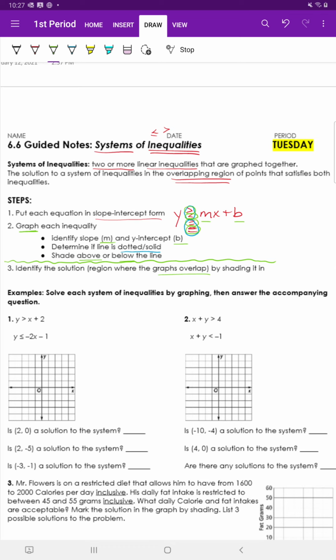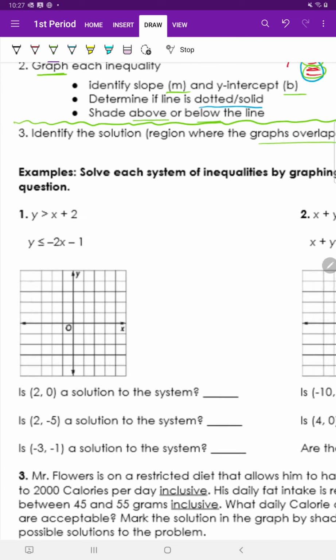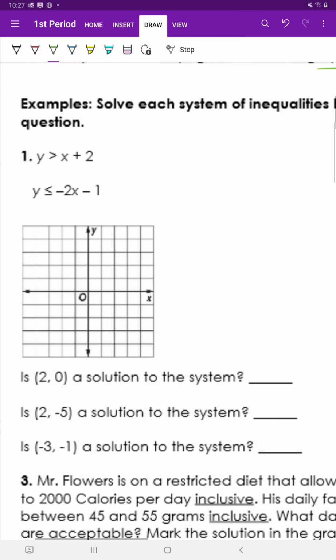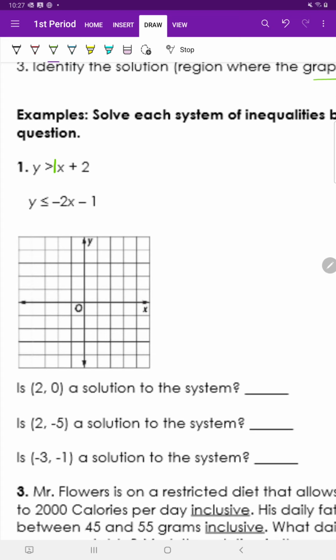So let's start with example 1. We want to solve the system of inequalities by graphing and then answer the accompanying question. So let's zoom in to number 1. We're starting with these two inequalities. y is greater than x plus 2, and y is less than or equal to negative 2x minus 1. Our first step would be to put these into slope-intercept form, y equals mx plus b, but they both already are. So our first inequality, we could think of this as 1x plus 2. Our m is 1 and our b is 2.